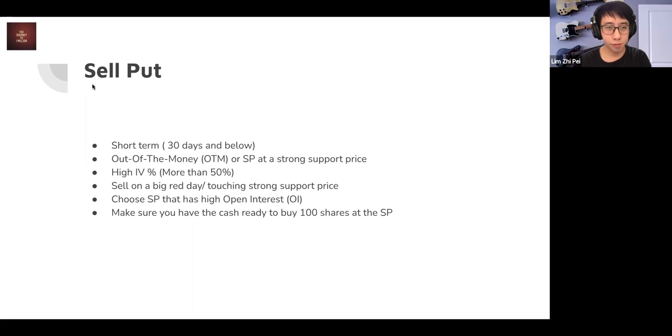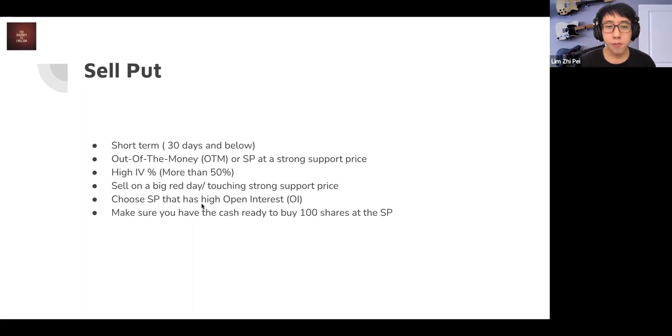A selling strategy is different from buying, because when selling you want to earn a premium. So that's why you need to choose a higher IV, more than 50% to be ideal, to be more profitable. And for a sell put, you also look at a big red leg or a touch of a strong support price to sell a put. This increases the chances that you are correct.